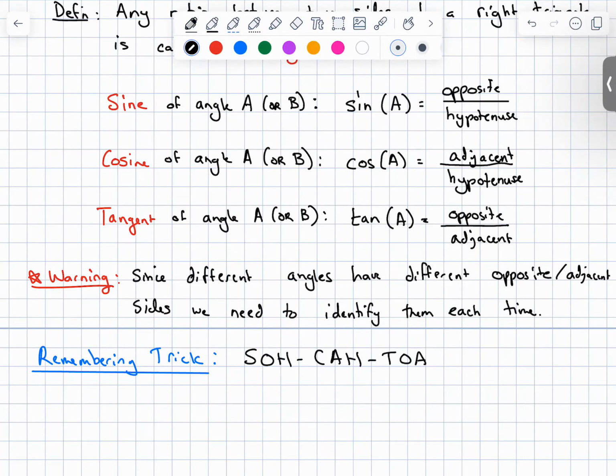Always reminds me of Squidward when he's superpower and Krakatoa, right? Yeah, with the lava. So SOHCAHTOA, not Krakatoa, but SOHCAHTOA.